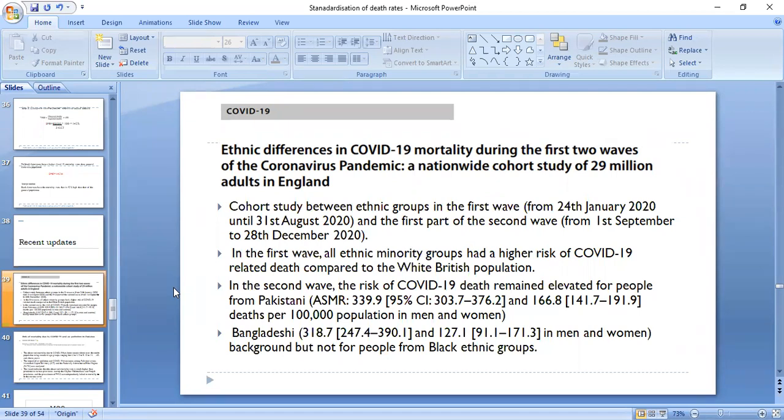In the first wave, all ethnic minority groups had a higher risk of COVID-19 related death compared to the white British population. In the second wave, the risk of COVID-19 death remained elevated for people from Pakistani backgrounds, with a standardized mortality ratio of 39.9% and 166.8 deaths per 100,000 population in men and women. For the Bangladeshi population, it is 318.7 and 127.1 in men and women, but not for people from black ethnic groups.